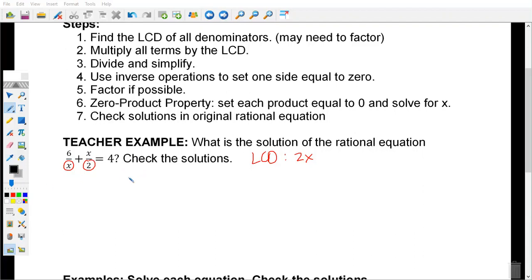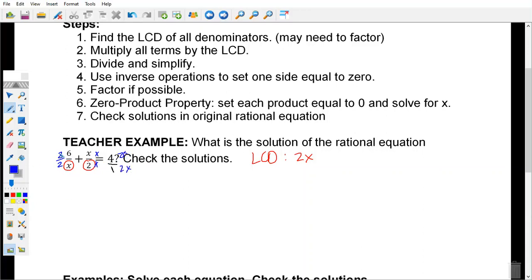And the reason why we want it all over one fraction is because once your denominators are the same, all you're doing is solving the numerators. So when I look here at 6 over x, x is missing 2. So I'm going to have to multiply the numerator and denominator by 2. For x over 2, the denominator is missing an x, so I'm going to multiply the numerator and the denominator by x. When I look at the 4, the denominator is technically a 1, so in order for it to have the LCD, I'm going to have to multiply the numerator and denominator by 2x.